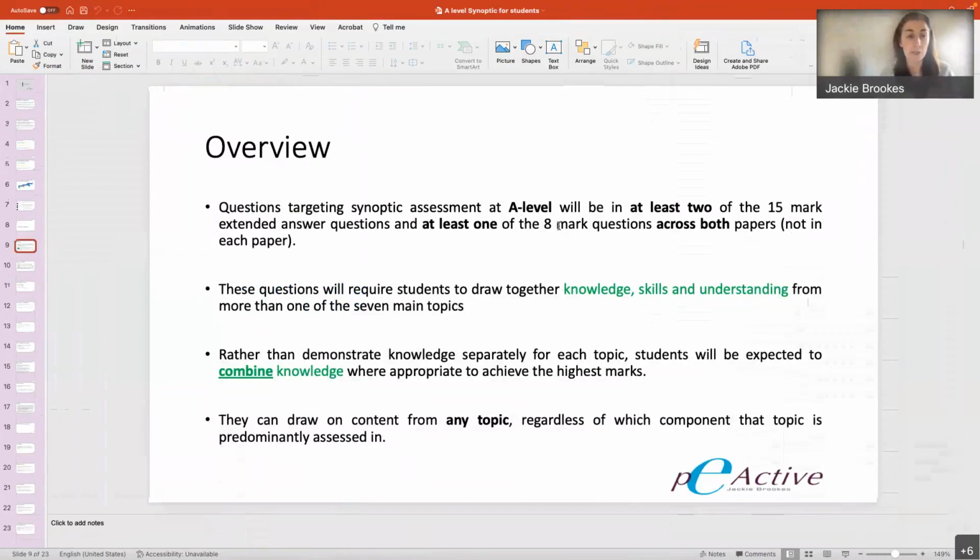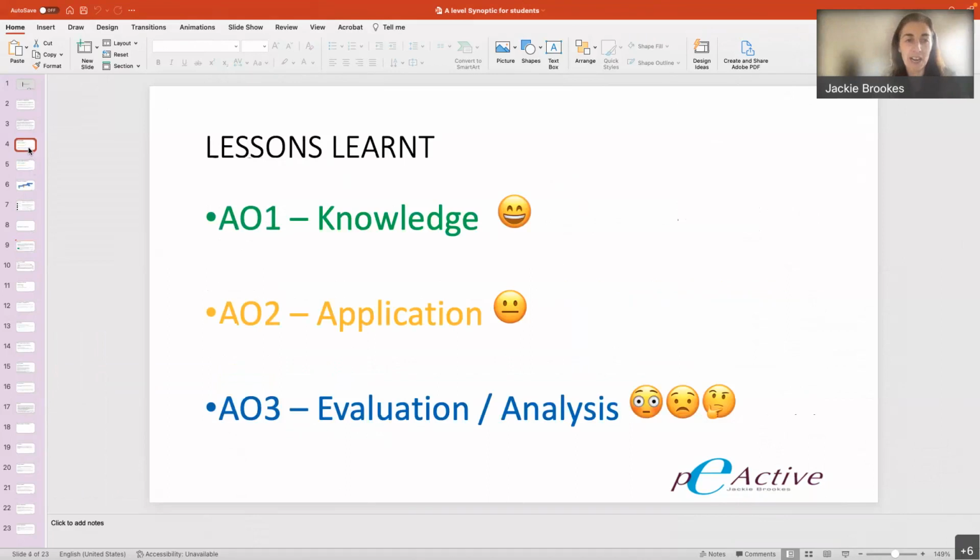There's been a real big push of this because in previous years, if I actually show you my emojis, where are my emojis? So that is an emoji that I would share with students in terms of feedback on the extended questions. Typically, when I go to synoptic questions, I ask them to spot the difference, and hopefully you can see that the emoji with the knowledge changes.